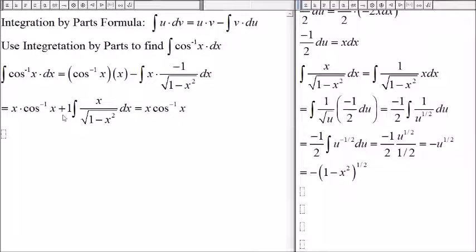So now we go back to our original problem. So we have x cosine inverse x, and then plus, this integral is negative 1 minus x squared to the 1/2, and then plus c.